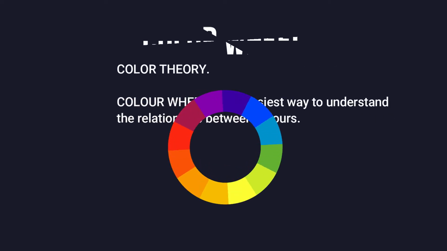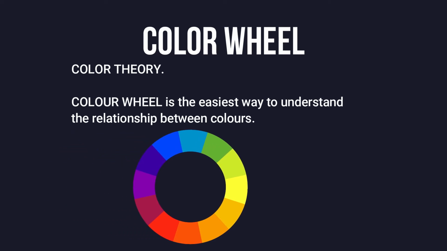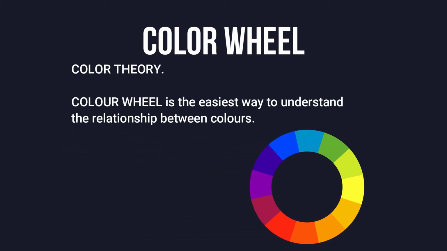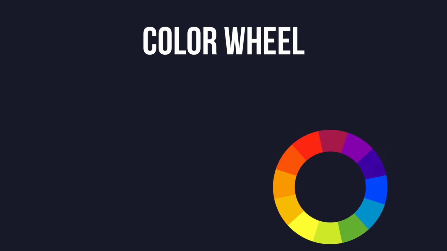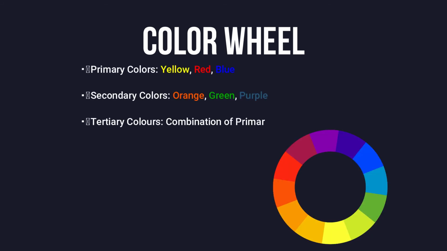Color wheel is the easiest way to understand the relationship between colors. The color wheel comprises of three, which are the primary colors, secondary, and the tertiary. The primary colors are the yellow, red, blue, etc., while the secondary colors are the orange, green, purple, etc., while the tertiary color is the combination of the primary and the secondary color.